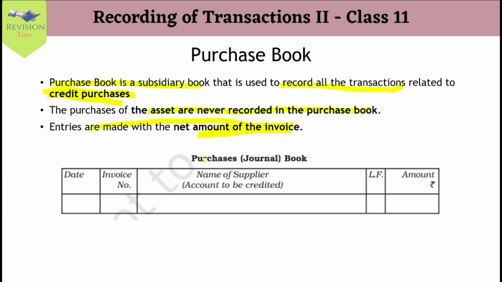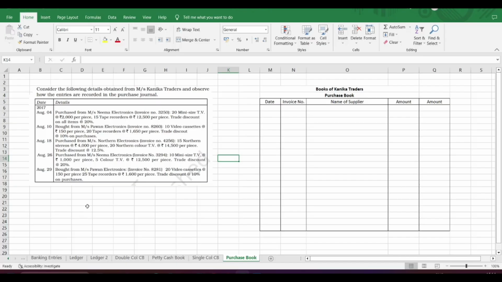Here is the format of the purchase book. Heading, purchase book, date, invoice number for the reference, name of the supplier or account to be credited, ledger folio, and amount of the credit purchase is to be recorded. Let's go through a simple example and understand it in better ways. Let's read out the transactions and then post the appropriate transactions in our purchase book.